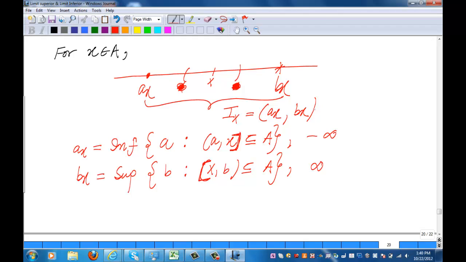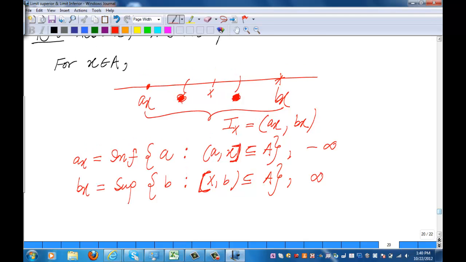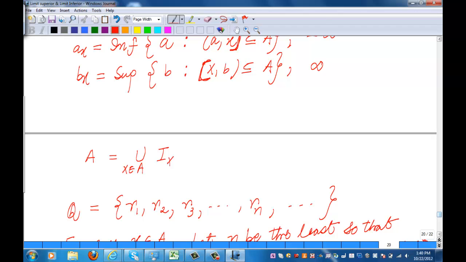Are you guys clear on the meaning of Ax and Bx? Okay, so once I have this Ax and Bx as Ix, then it's clear that A is the union of all these Ix's. All right, if that's clear to you, now let's see.